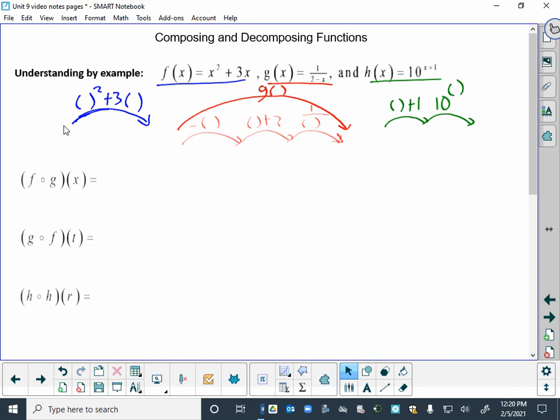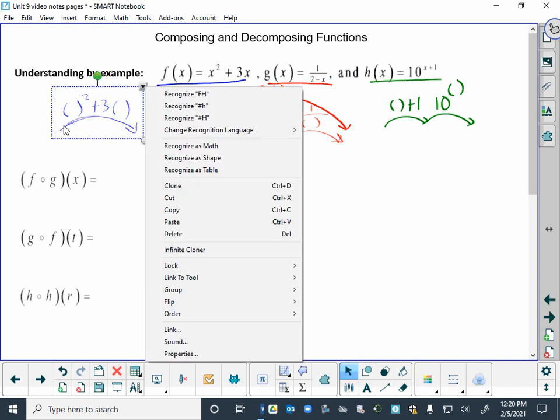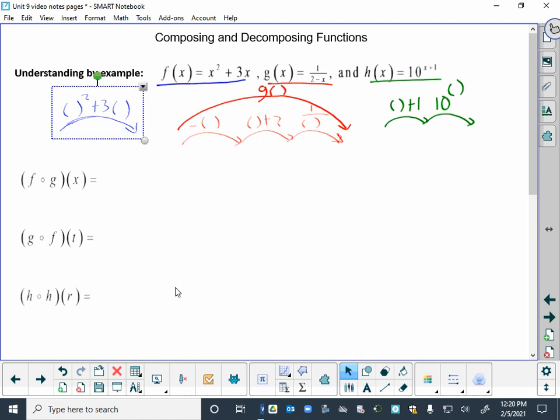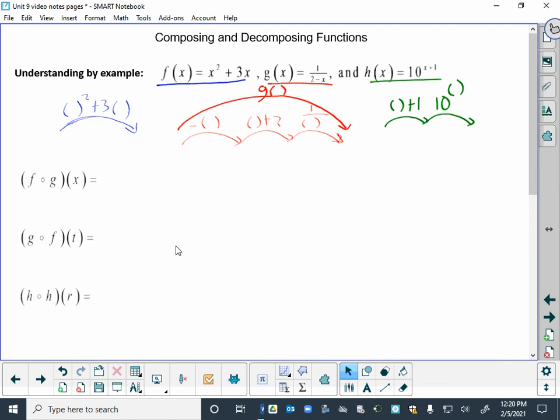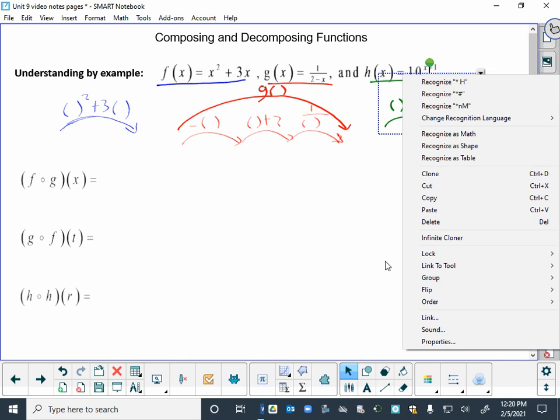Now I'm going to do some tricky things with my smartboard that you wouldn't necessarily be able to do otherwise, but it should speed the video up here a little bit anyway. So I'm going to group those things together. Oh, I already grouped them together. What I am going to do is something called an infinite cloner on that, and I'm going to infinite clone this as well as this.